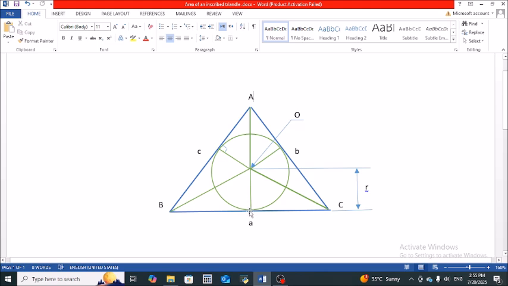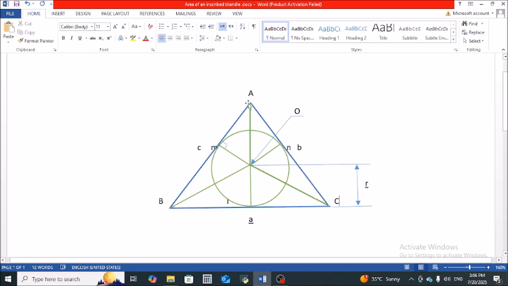the length from the center O to the point of tangency to the side BC is equal to R, and the length from O to the point of tangency of the circle with side AB is equal to R also, and the distance from O to the point of tangency of the side AC, or b, with the circle is also equal to R.